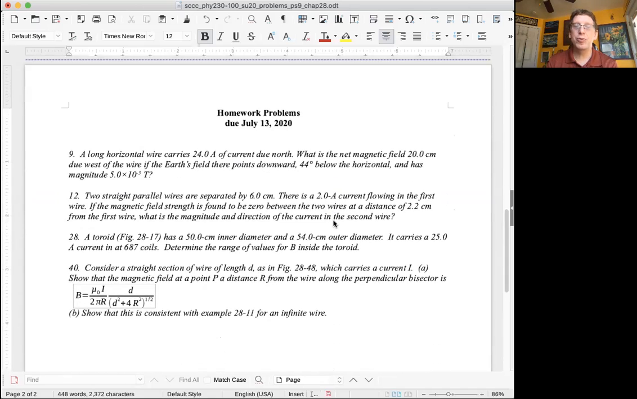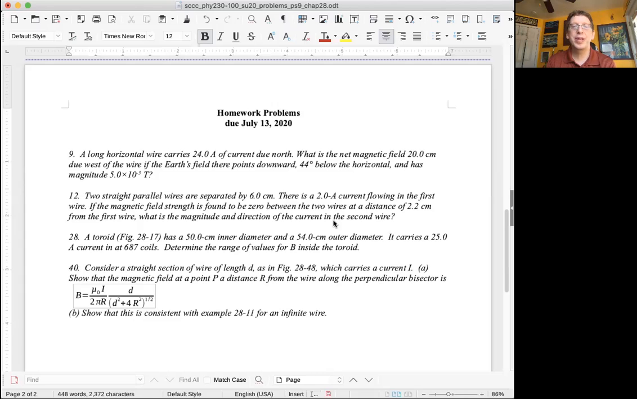That brings us to the homework problems. The first is number 9. A long horizontal wire carries 24.0 amperes of current due north. What is the net magnetic field 20.0 centimeters due west of the wire if the Earth's field there points downward 44 degrees below the horizontal and has a magnitude of 5.0 times 10 to the negative 5 Tesla?